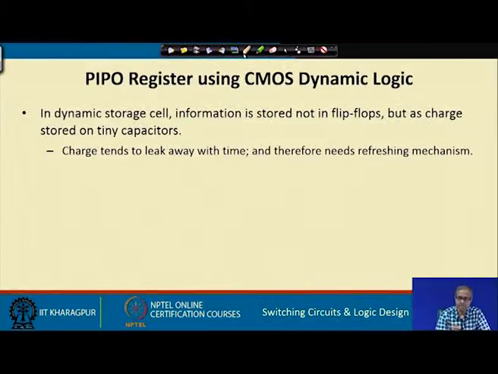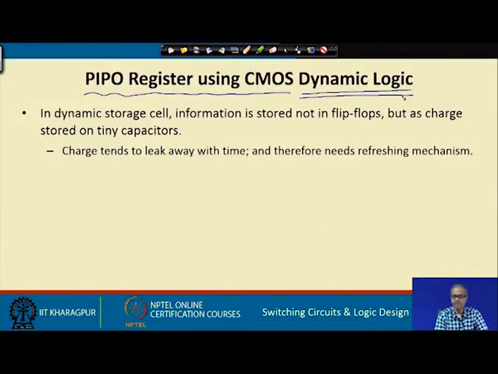Now, what we are talking about here is how we can implement a PIPO register using CMOS by using something called dynamic logic. So, what is the idea behind dynamic logic? Well, you all must have heard about the dynamic memories in computer systems. The memory that comes with computer systems is almost universally dynamic in nature. Dynamic memory is based on a very similar principle to what we are going to discuss now, dynamic logic.